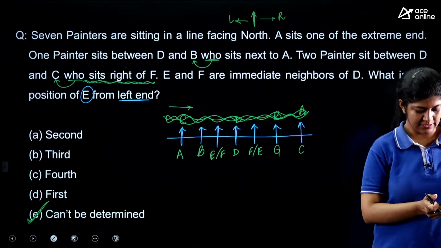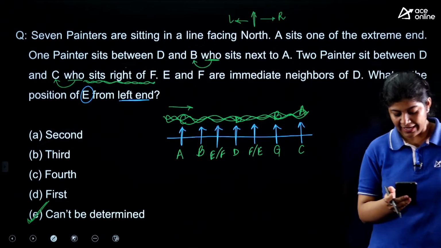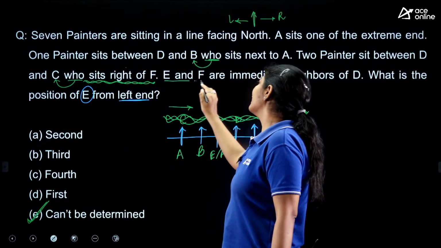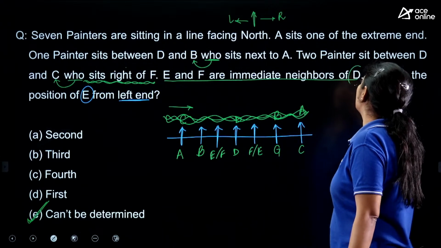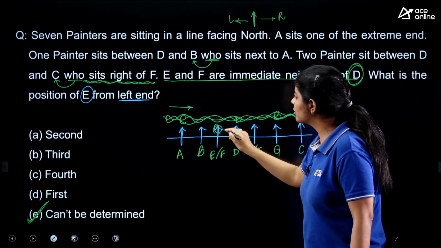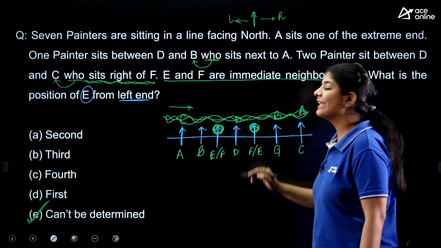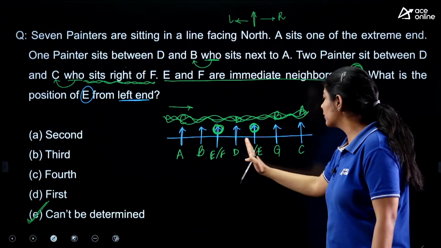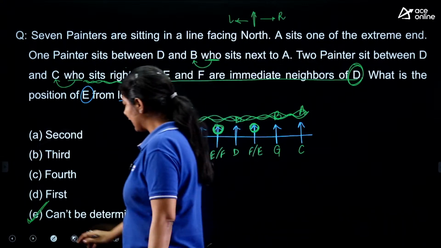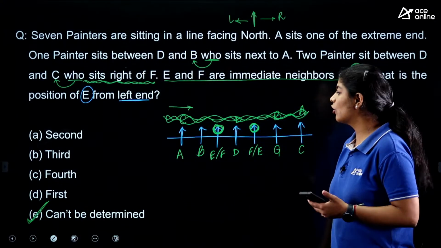We simply say can't be determined, because the question says that E and F are immediate neighbors of D. Immediate neighbors of D are only these 2 possible conditions. So we need to put E and F over here only. We can't put it like this, right? So the correct answer that we got is option E, cannot be determined.